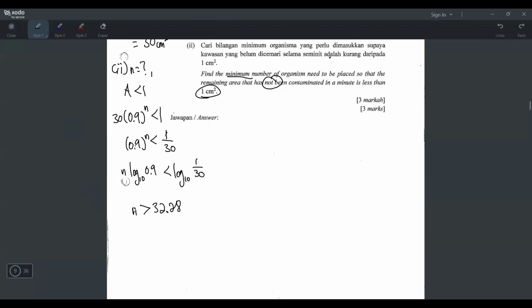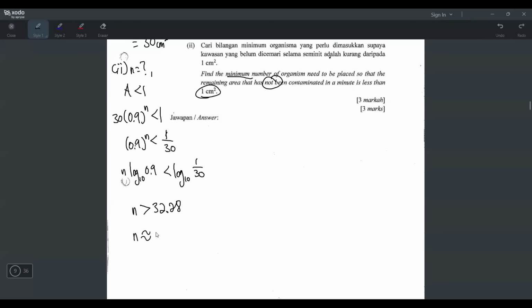Okay, I already managed to solve for n. My n value has to be bigger than 32.28. But n represents the number of organisms, so I don't think your n can have a decimal. You have to round it off to an integer. So what is the minimum number of organisms? Okay, you cannot write 32.